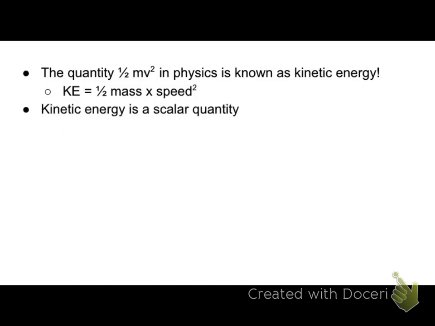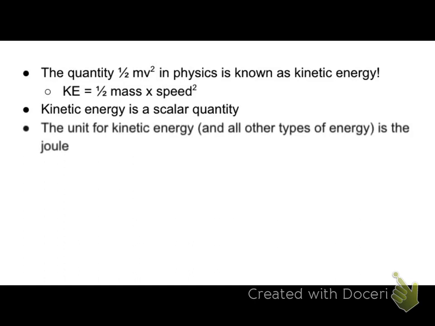Kinetic energy is a scalar quantity, meaning it does not include a direction. Yay, right? No adding vectors. The unit for kinetic energy and for every other type of energy that we're going to discuss the rest of the chapter is the joule, which, if you will remember, is also the unit for work. So they are one and the same. Same unit.